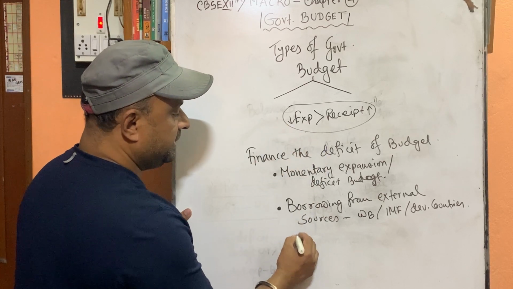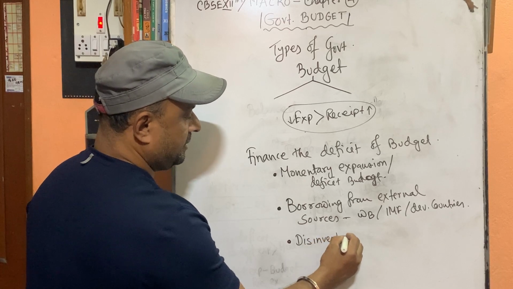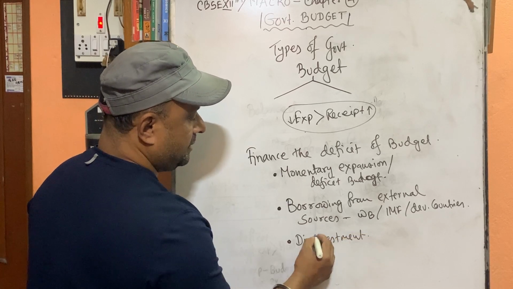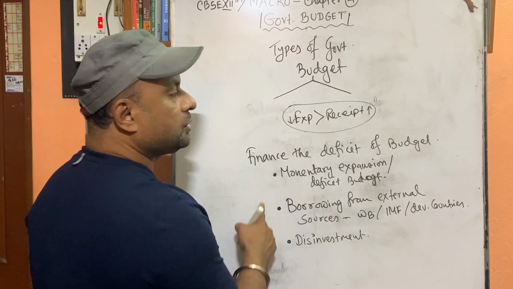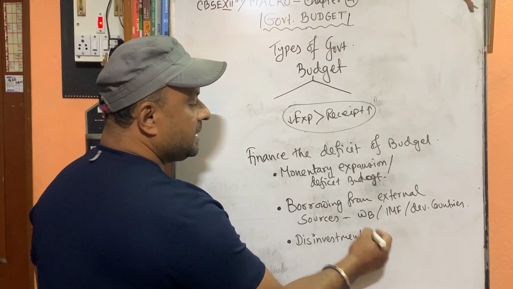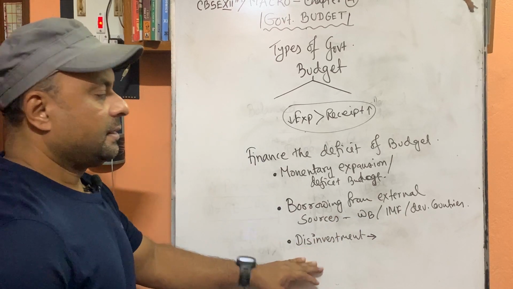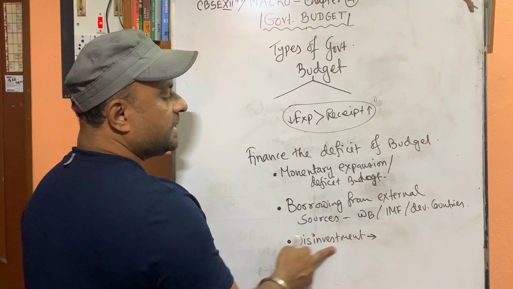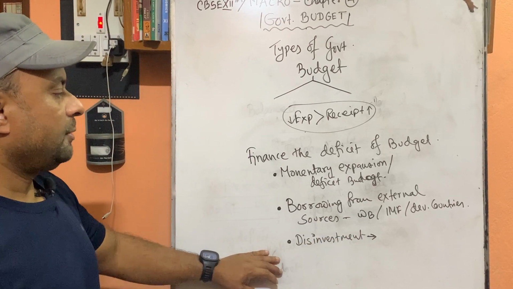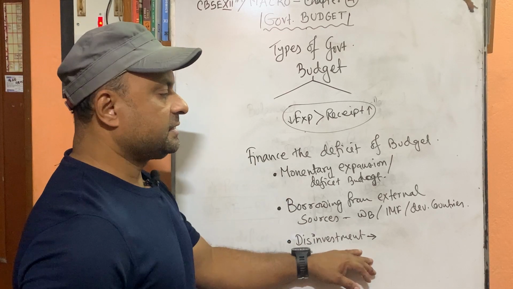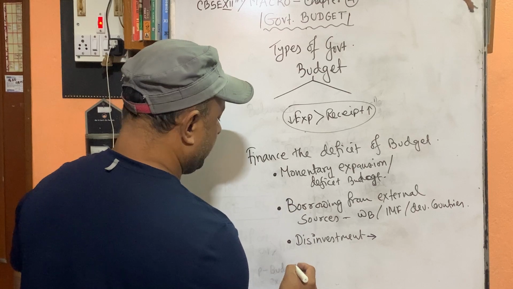Third one is disinvestment. Disinvestment means privatization. If government is unable to solve the problem, government may sell its assets to the private sector and generate income. This is disinvestment. To finance the deficit, government may also do this. In 1991, in the new economic policy, government followed the policy of disinvestment. By this, government raised funds. This is our third instrument.